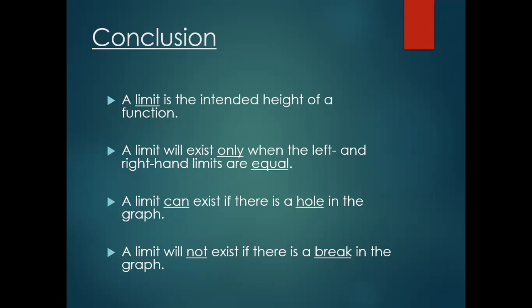A limit will not exist if there is a break in the graph. Automatically, what I'm trying to say is that the limit exists when the value from the left and the value from the right are equal. They approach the same number. But if they approach different values from the left and from the right, then the limit does not exist. Or if it does not exist from the left or does not exist from the right, then automatically the general limit will not exist. Okay?